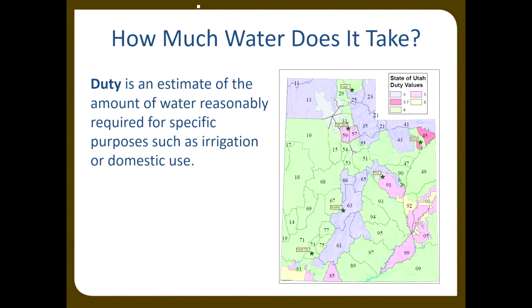Okay, and one of the other D's of water right is duty, and it's an estimate of the amount of water reasonably required for specific purposes such as irrigation or domestic use. And this map that you can see up on the screen is a map of the duty values for the state of Utah. So most of the state's in green, and so we're at 4 acre feet per acre. If you get into the mountainous regions, it typically is 3 acre feet per acre, and down in the very southwest portions of the state, you're looking at 6 acre feet per acre. So it just depends on elevation and what it requires to grow a crop of beef alfalfa.